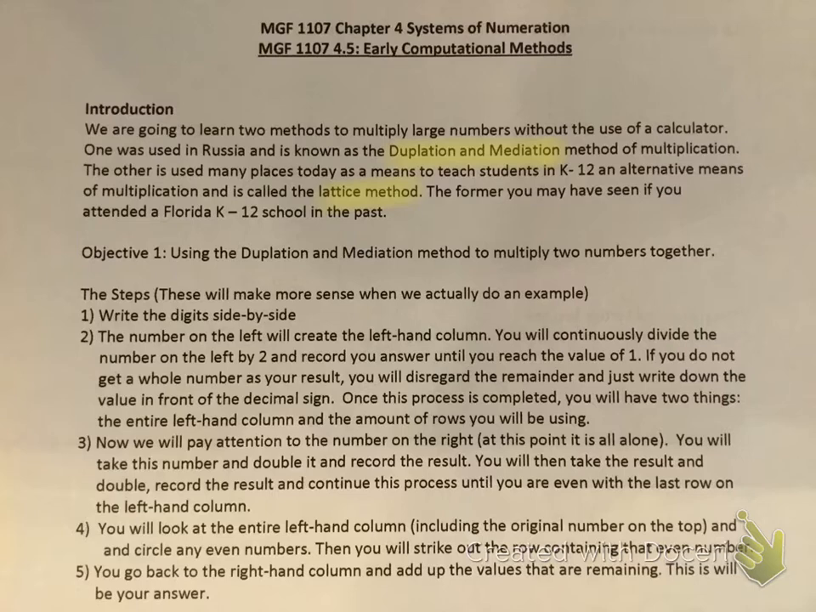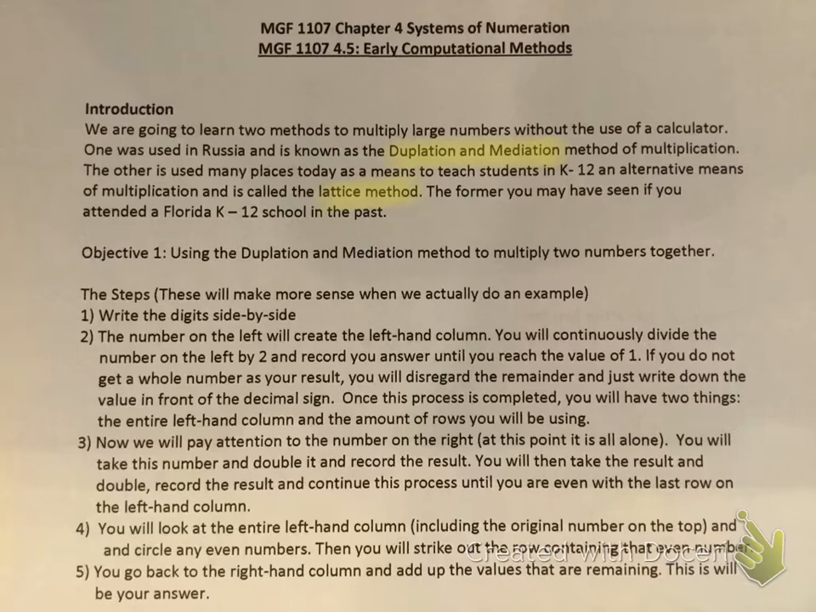So let's look at objective 1, using the duplation and mediation method to multiply two numbers together. While there's a lot of steps and it looks wordy, the actual method is not so bad. Let's look through the steps first, and then I will work through a problem with you. The first step is to write the numbers side by side. By doing this, it's going to create a left-hand column and a right-hand column. You will continuously divide the number on the left by 2 until you get the value of 1.